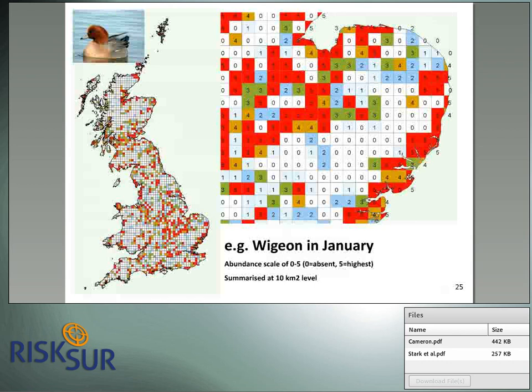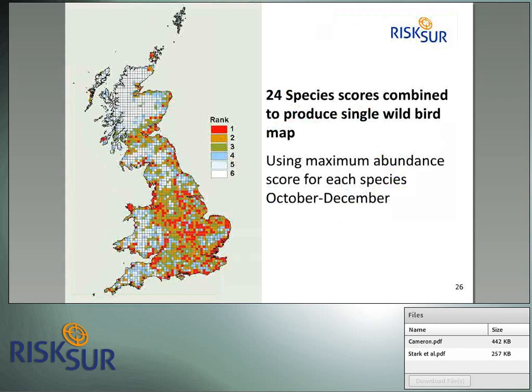Thanks to the availability of very detailed data on the occurrence of different bird species around the country, maps could be developed, like this one, for each high-risk bird species. Each square of 10 by 10 kilometers is colored according to the probability of occurrence of AI infection. In this example, we see the data for Wigan in January. When combining all data for all high-risk species, a map like this can be created.